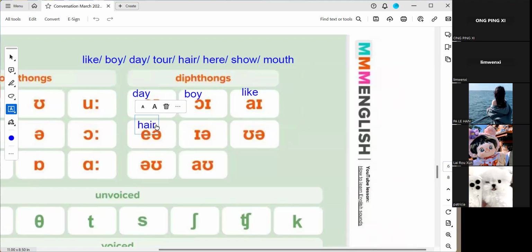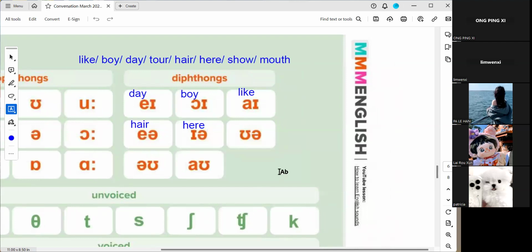H-A-I-R. Hair. Okay, again. Hair. How about ear? Which one is ear? Huizheng. Here. Very good. Congratulations. Repeat after me. Ear. Here. Ear. Here. Yeah. How about ooh? Which one? Achen. You. Like us, you. Ooh. Like us, that's ooh.